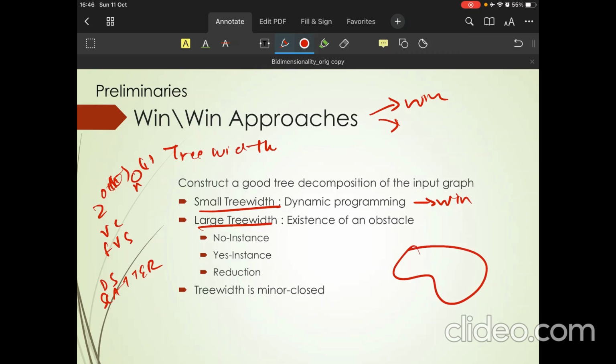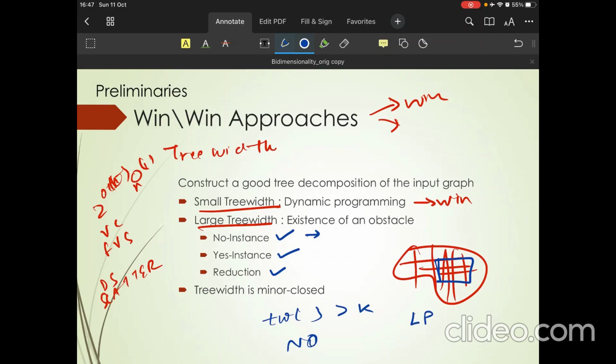How so? Because a larger tree width means that the graph is very dense. So a dense graph is supposed to have a structure. This structure, or an obstacle which is making it difficult to be close to a tree, can help us conclude a no instance, or in some cases a yes instance, or in some cases give a reduction. So how a no instance? Let's say we have vertex cover where the tree width is greater than k. I can directly give a no instance because it's a minimization problem.